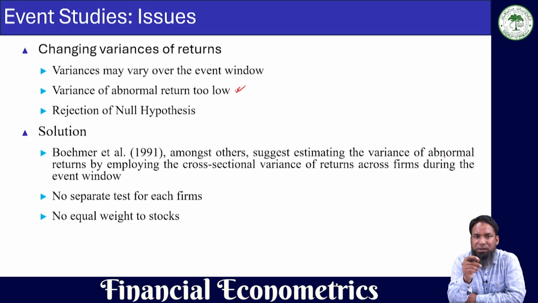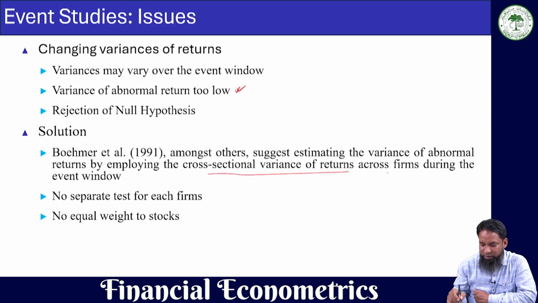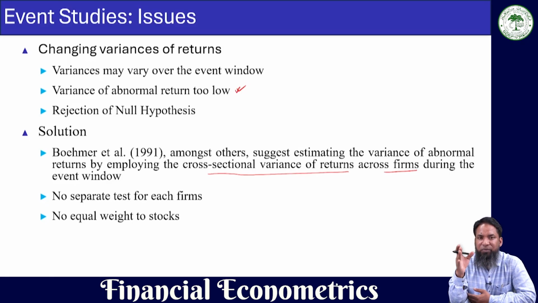However, we have not taken consideration of the correlation between these two. So, if that is the case, then the suggestion is that the variances of the abnormal returns should be calculated using the cross sectional variance of the returns across firms, and there should be no separate test for each firm and no equal weights to stocks. So, rather than giving the same weight, we can give different weights to the different firms or assets. So, that could possibly solve this particular issue.